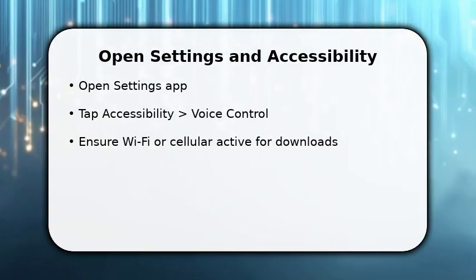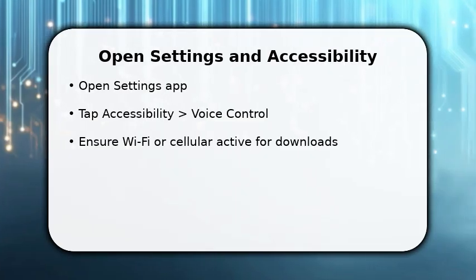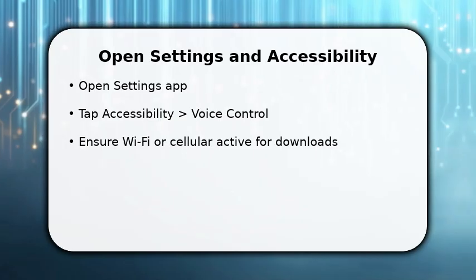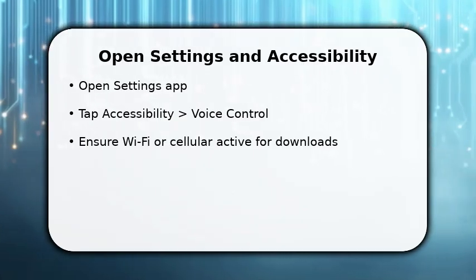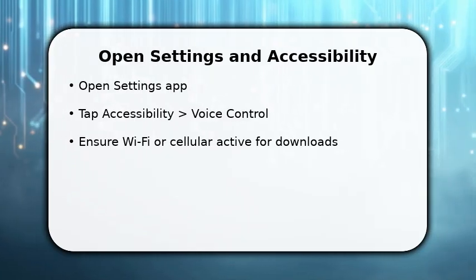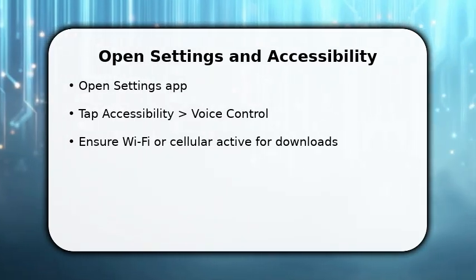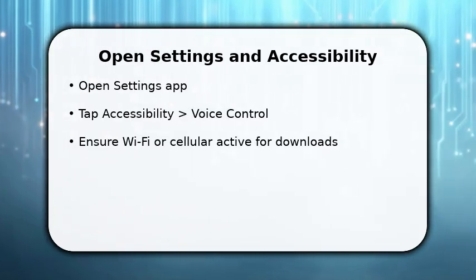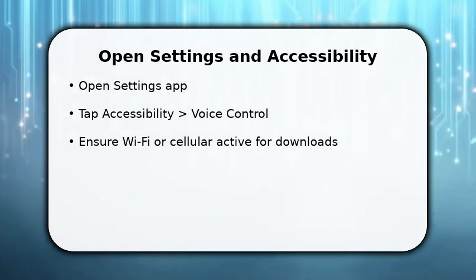You start by opening Settings and going straight to Accessibility so you can change voice control behavior. Once there, tap Voice Control to see current status and available languages. You need an internet connection only if a language pack must download, so enable Wi-Fi or cellular first. Make sure you're signed into your Apple ID for language downloads and custom commands to sync.